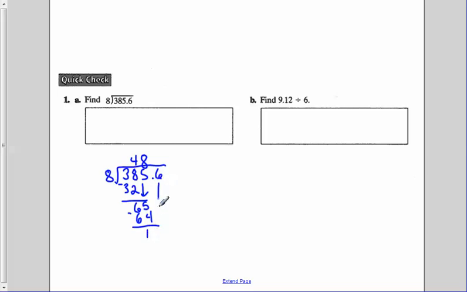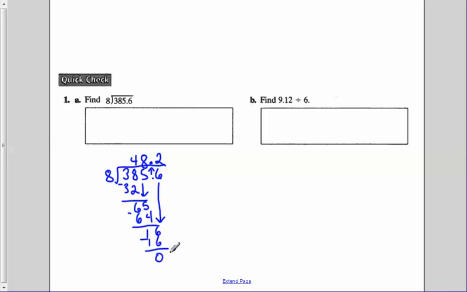Now, I bring down my 6, and when I bring down my 6, I see my decimal point right here. Remember our previous example? This decimal point goes straight up into our quotient, as long as I haven't moved anything else prior to. And we'll talk about that in the next example. So I bring down my 6, and 8 goes into 16 2 times, and so 8 times 2 is 16.